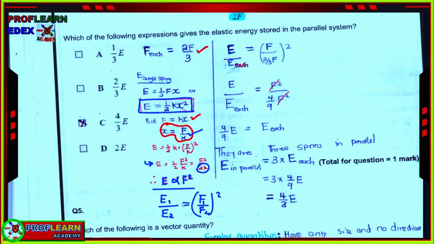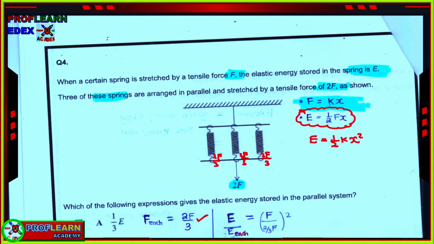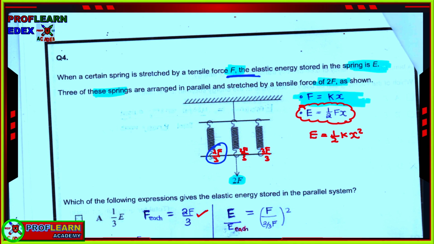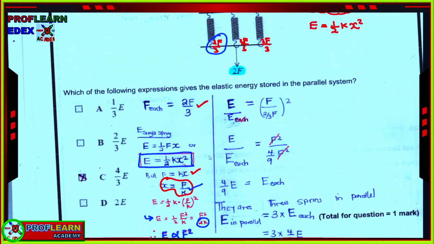So why am I doing this? I'm doing this from this relation so that I can relate the energy that was stored in the single spring in the original part to the energy that is going to be stored in the single spring in the parallel connection. So the energy in each of the springs in parallel is going to be equal to, remember, the energy for the single spring that the question started with, F over the new F that we have gotten here, which is 2 over 3 F. Then we square that.